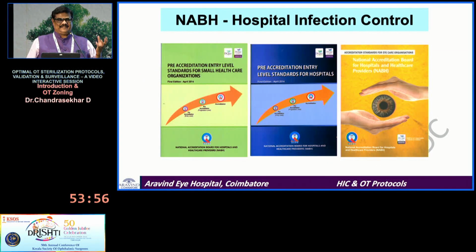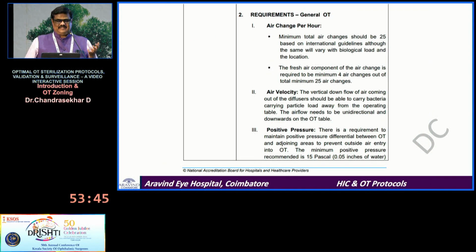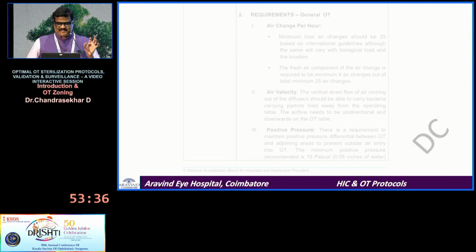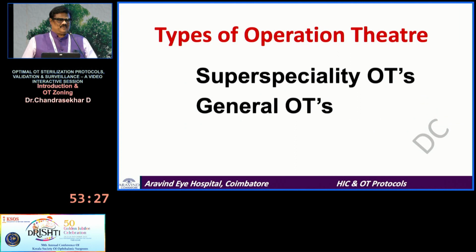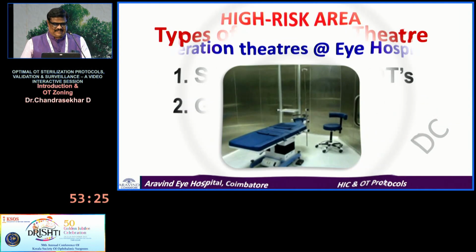Now, the NABH gives some guidelines, and there are standard guidelines for the operation theatre. It should be on the top floor where there is minimal traffic and so on. There is something called a super specialty OT and a general OT. The IOTs come under general OT, not a super specialty OT. There are three types of single theatre. Many of us will have twin theatre suites, and OT complexes with many OTs exist except in very big hospitals. So we come under general OT.